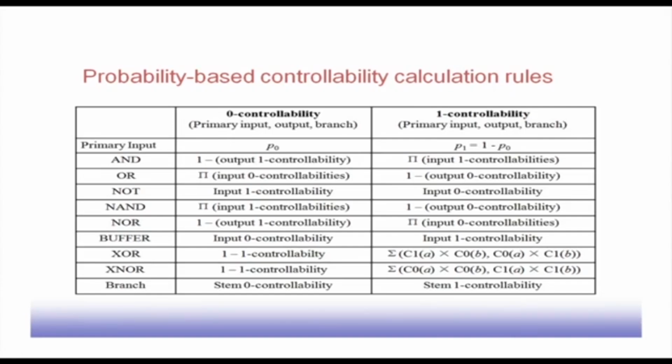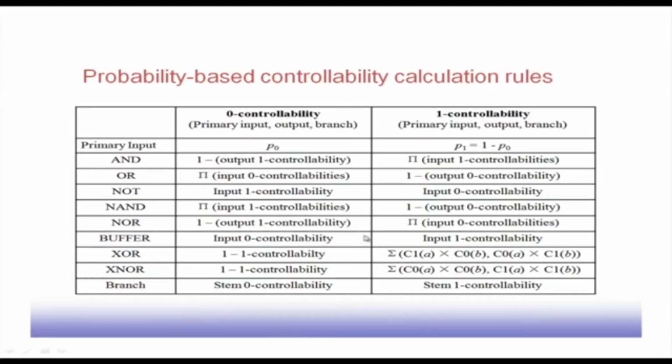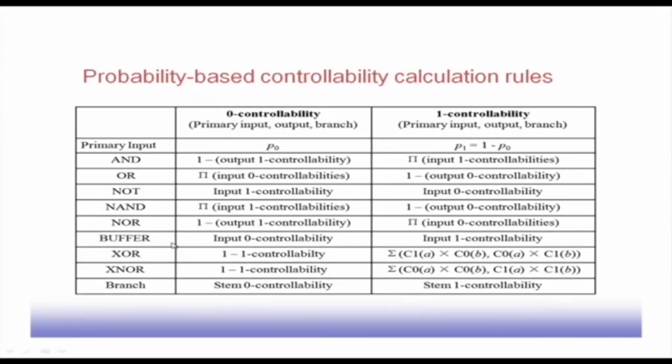Similarly, for the OR gate, the 0 controllability is the product of the input 0 controllabilities, because all the inputs must be 0 for the output to be 0, and the 1 controllability is 1 minus the output 0 controllability. In this way, for each type of gate I can define a formula by which we compute the 0 controllability and 1 controllability of individual gate outputs. For a buffer, the 0 controllability is the input 0 controllability, and the same for 1, because a buffer does not change the logic. So the input controllability values get transferred to the output.